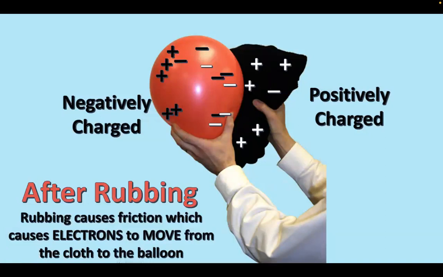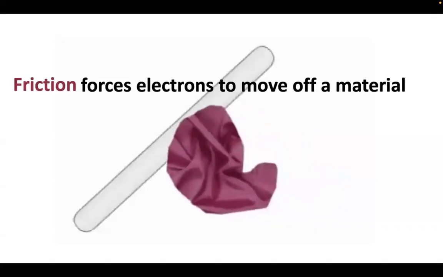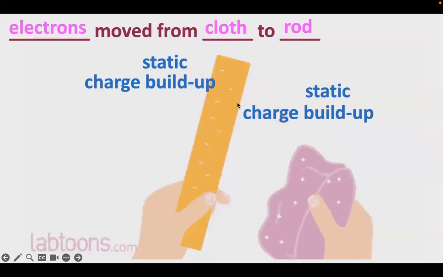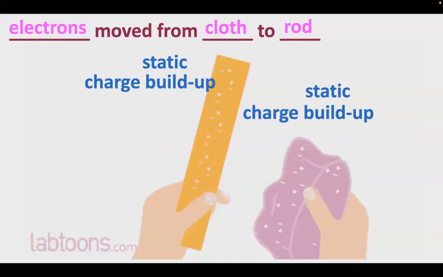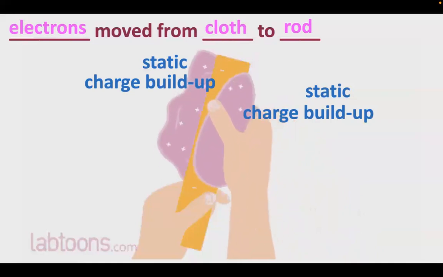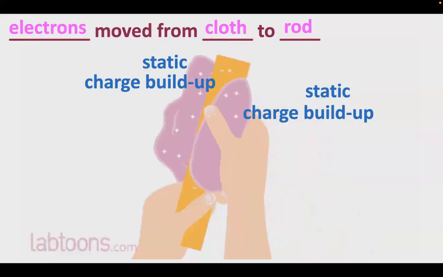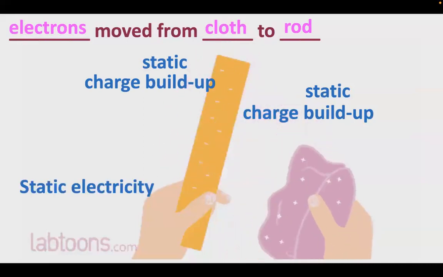They will not flow, they will not move through the balloon, okay? And the reason is because the balloon is an insulator. It's an insulating material. Insulators do not allow charges, even electrons, to move through them. So since electrons will not move, we call this a static charge buildup. Static means not moving, right? And this whole science of studying static charges building up on insulators is called static electricity.